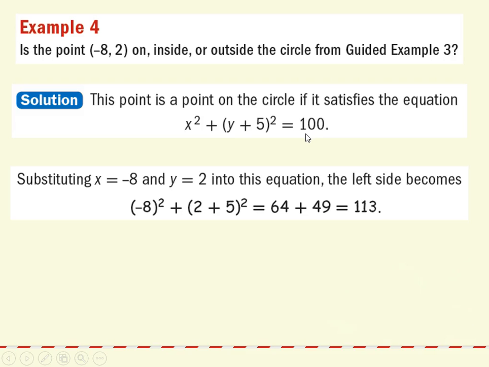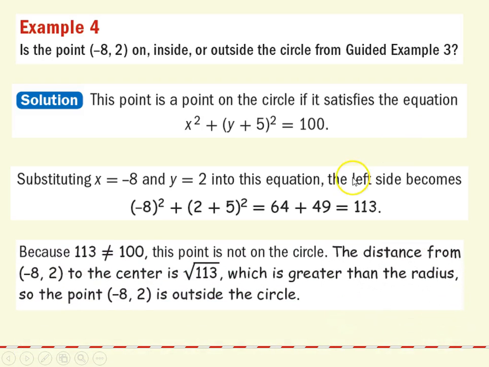Well, is it inside the circle or outside the circle? It comes down to how these two values compare. 113 is bigger than 100, and if 113 is bigger than 100, that means this point has to be outside of the circle, because this radius is bigger, so to speak. If we want to go from the center to this point, the distance is larger than 10. It's the square root of 113. So this point, negative 8, 2, is outside of this circle, because when we plug it in, we get a value that's larger than the radius squared. If this value is smaller than the radius squared, then it would be inside the circle. Once it is larger, it's going to be outside of the circle.